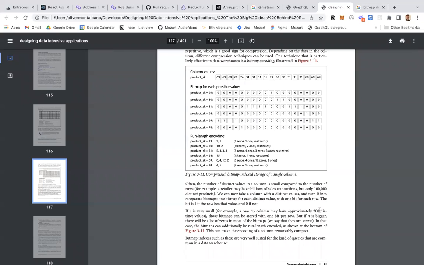200 distinct values. I guess what I don't understand is what makes this more efficient? Why was this their answer? Because they're saying billions of transactions, 100,000. So we have a column with n distinct values.